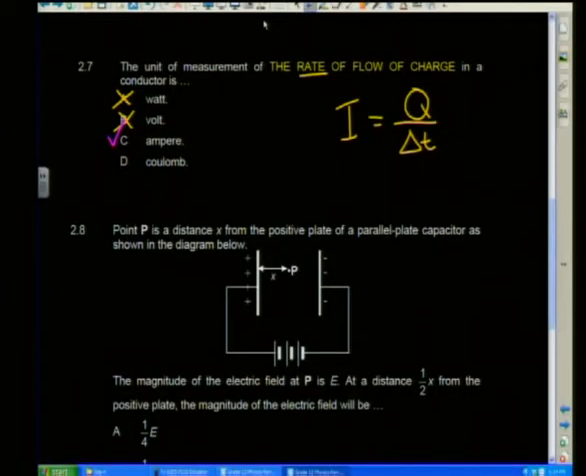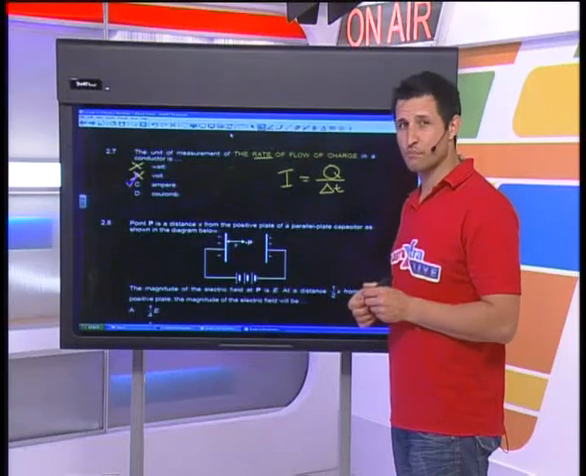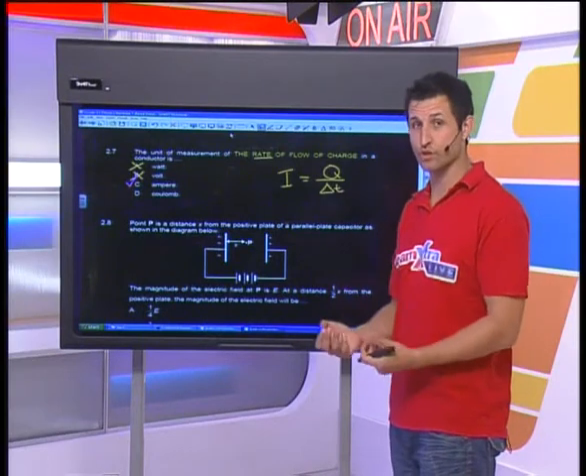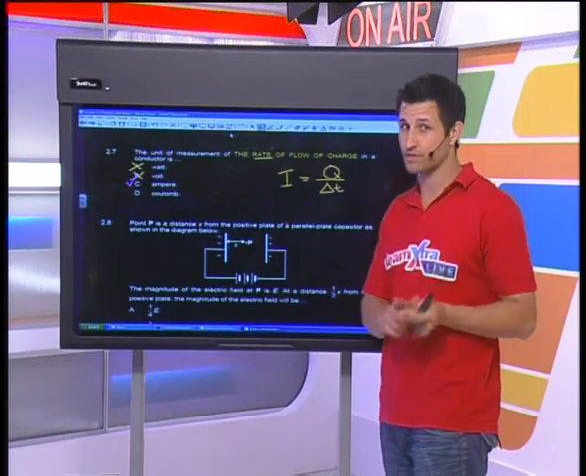So we think we're right. Now let's just go to option D. Option D says coulomb, okay? And coulomb is a measure of the amount of charge, not the rate of flow of charge. See what they've done there.